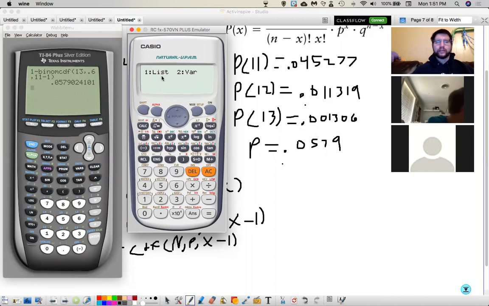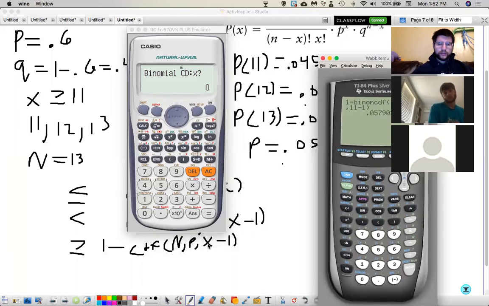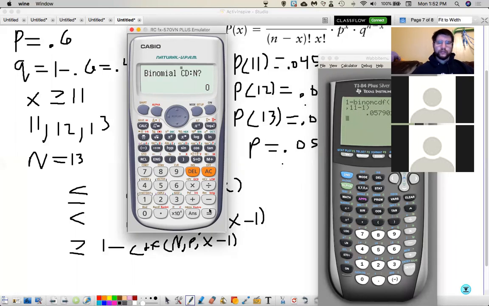And we don't have a list of numbers. We have some variables. That's what we're going to do, number 2. Now, this order is different. It's not nPX. I forgot, but it tells you right here what's X. Don't forget, we have to do X minus 1 here. So instead of 11, I'm going to type in 10. What's N? 13. What's P? 0.6. This is going to give me this part right here.